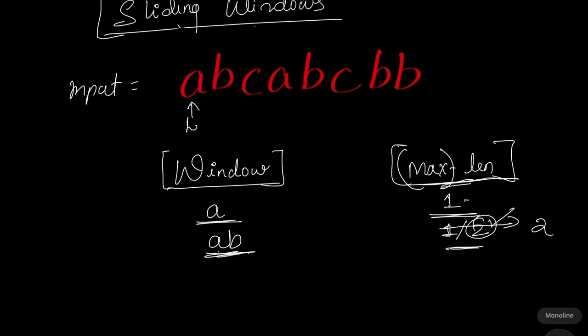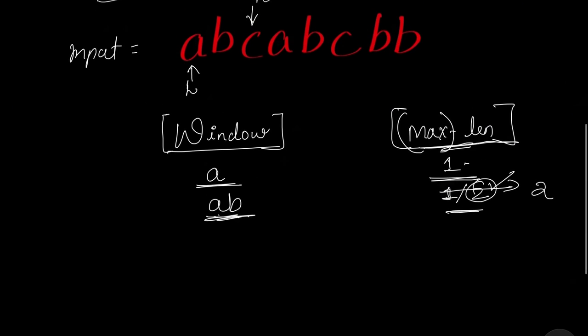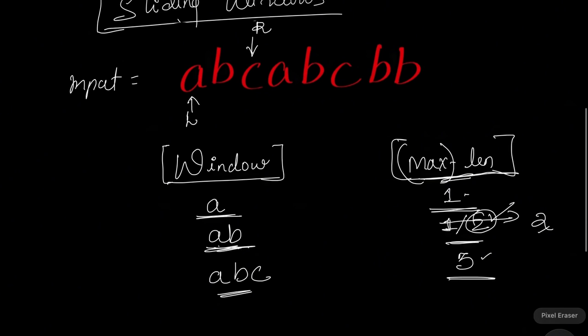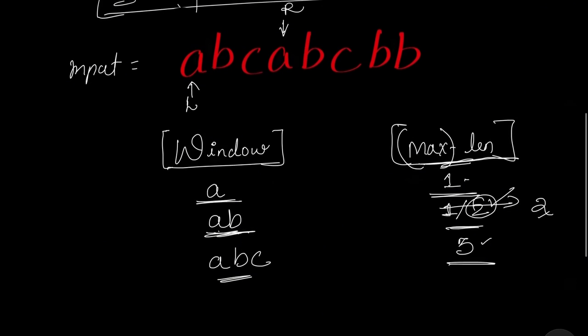Next we'll move the right pointer towards right. So we have C. Is C unique? Yes, C is unique, so we'll write A, B, C. And the maximum length now is 3. Is it 2 or is it 3? It's 3, so 3 will be stored. Now the right pointer again moves towards right. It is A, right? What happens?